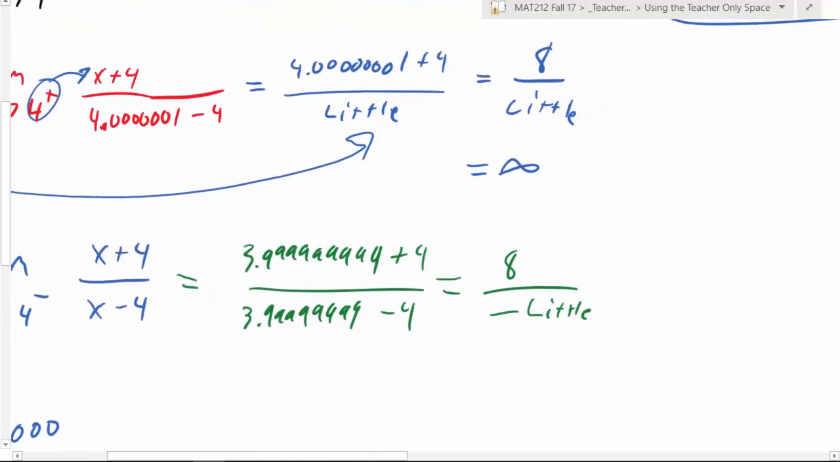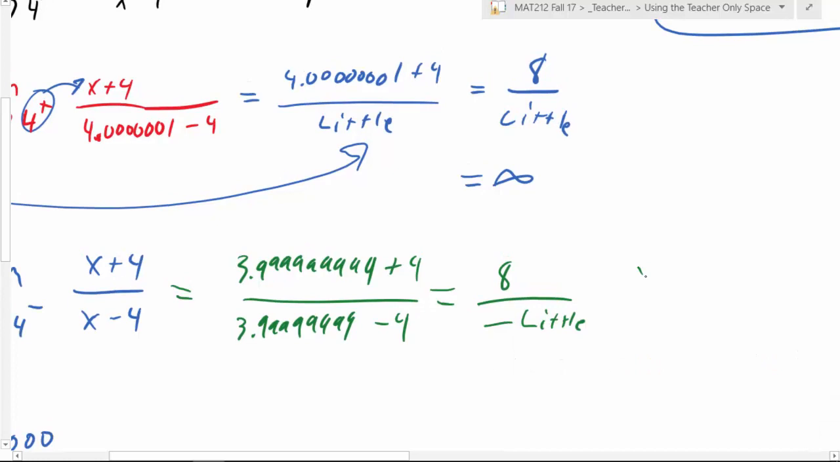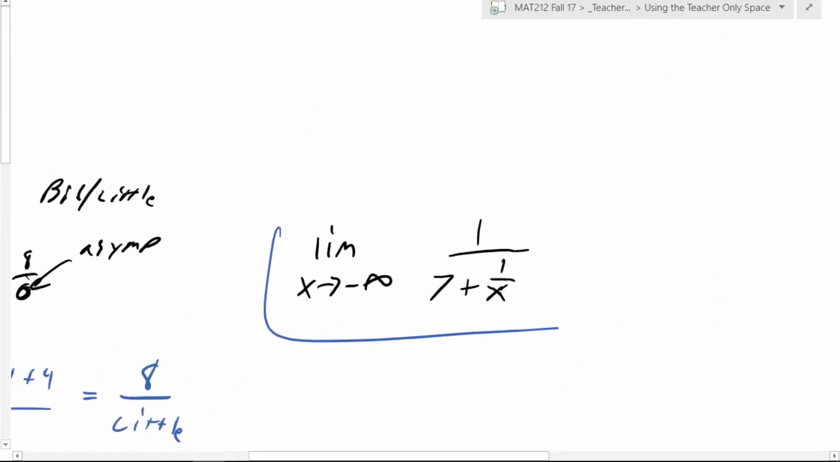So therefore, negative 8 divided by a negative little, just like before, a number divided by something little is something big, and a positive divided by a negative makes a negative. So therefore, the answer is negative infinity. Okay, so there's a little bit of big little logic in that style.